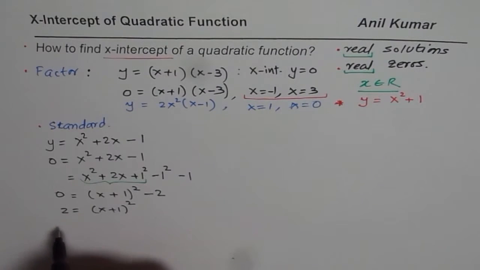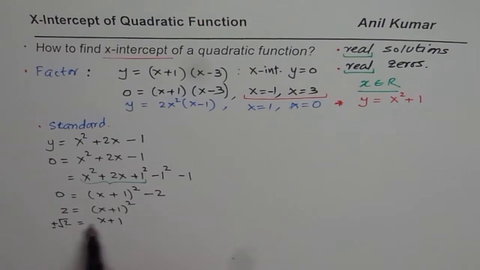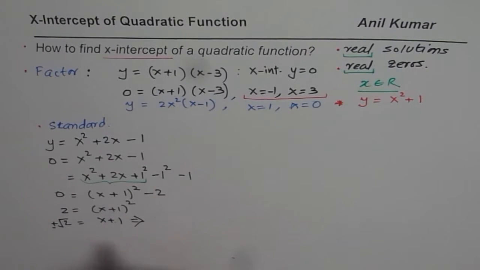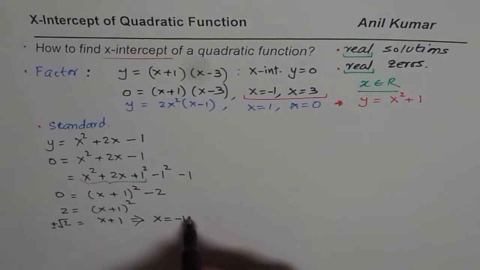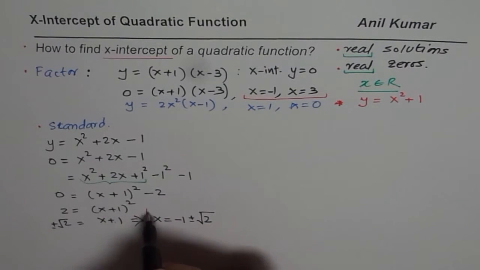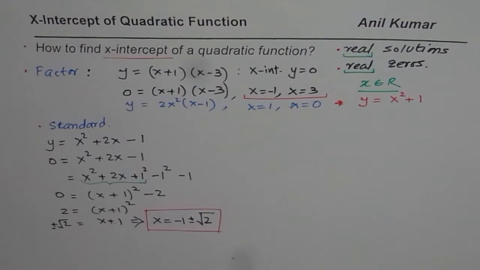Now when you square root it, we get plus or minus square root of 2 is x plus 1, and solving this gives you two solutions, right? X equals, bringing 1 to this side, minus 1 plus or minus square root of 2. So these are the two x-intercepts for the given equation. Do you see that? So that is how, from the standard form, we can actually get the solution, right?